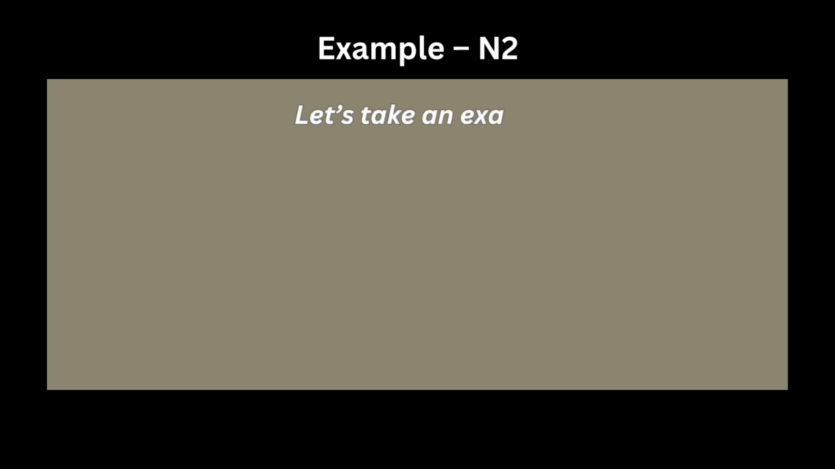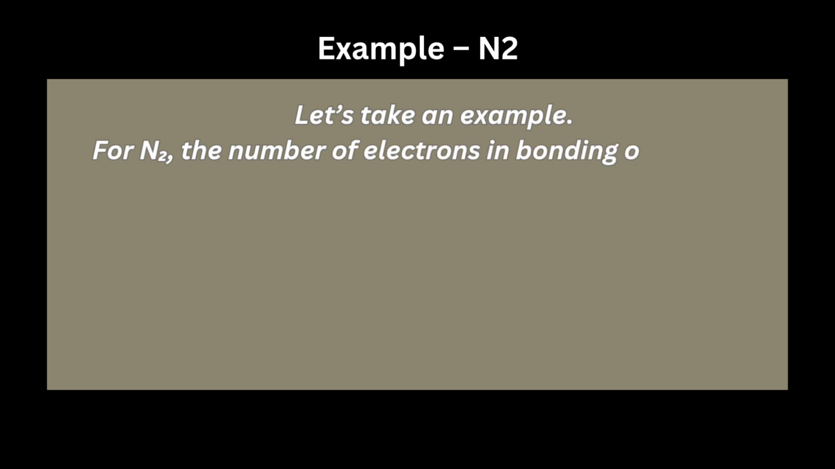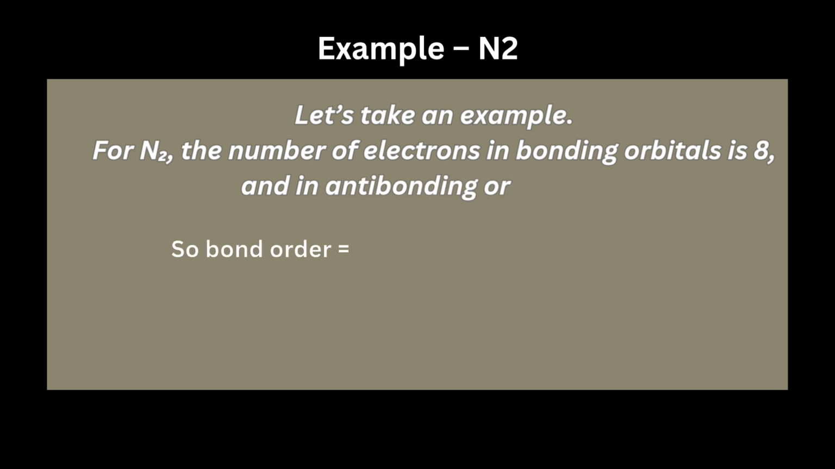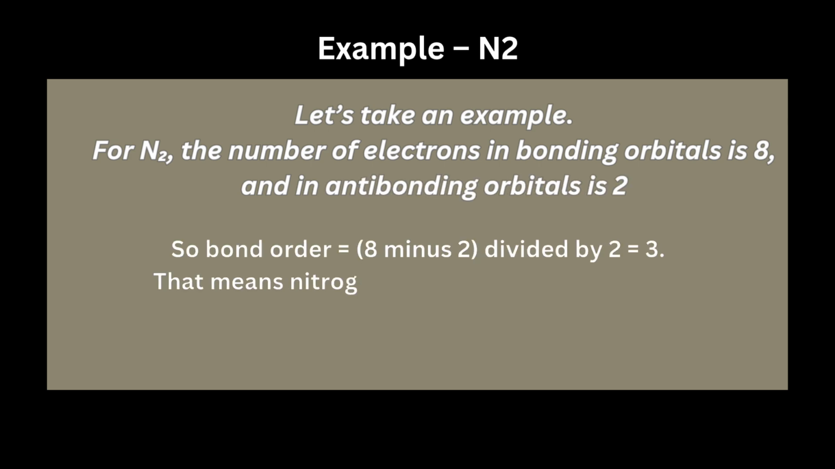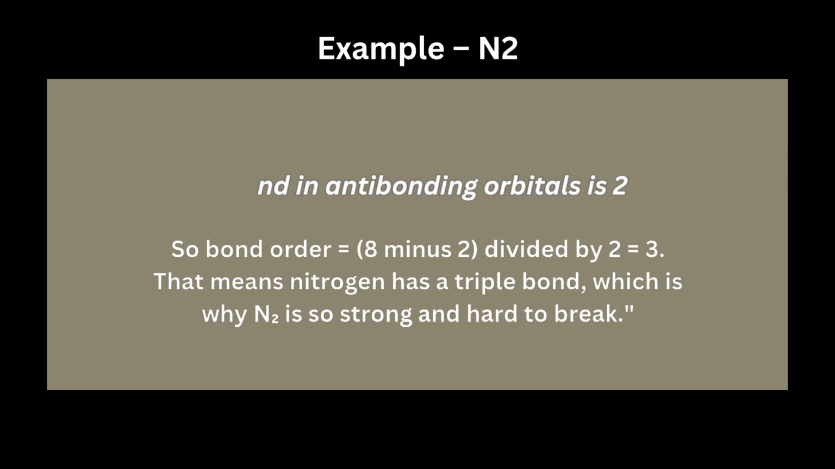Let's take an example. For nitrogen, the number of electrons in bonding orbitals is 8, and in antibonding orbitals is 2. So bond order equals (8 minus 2) divided by 2, which equals 3. That means nitrogen has a triple bond, which is why nitrogen is so strong and hard to break.